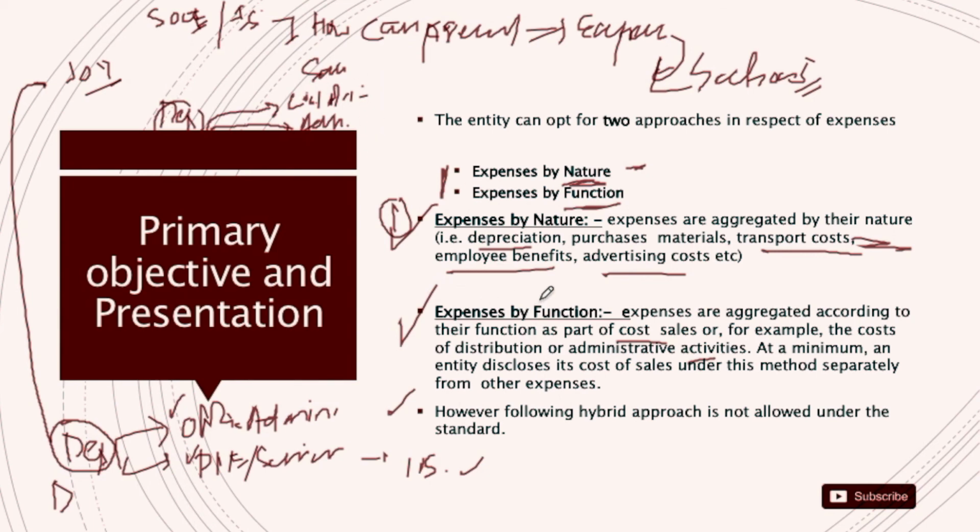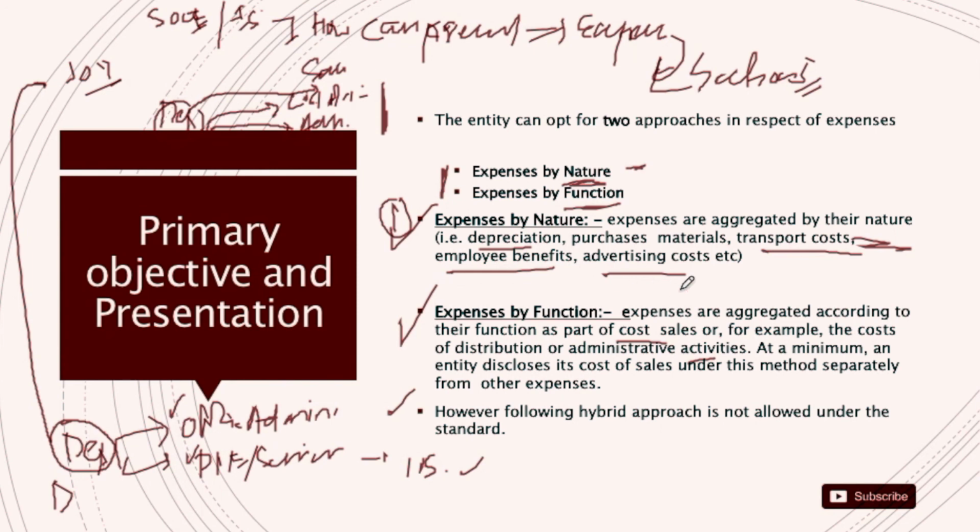This is basically expenses by function, or we can directly show depreciation as an expense rather than going by the function. I have used depreciation just as an example. The same thing can be applicable for any employee benefits or any salaries paid to the different employees. So these are the two approaches available.